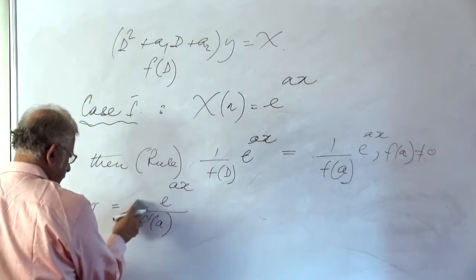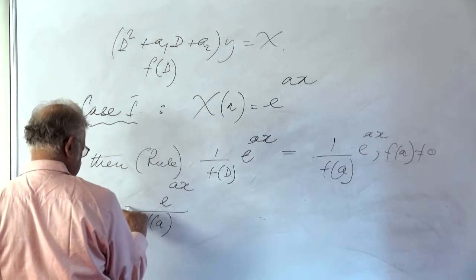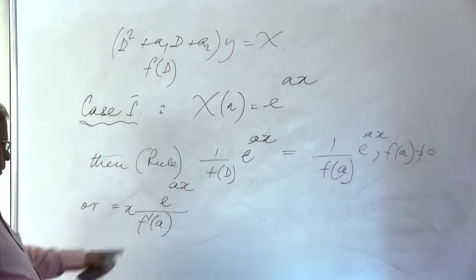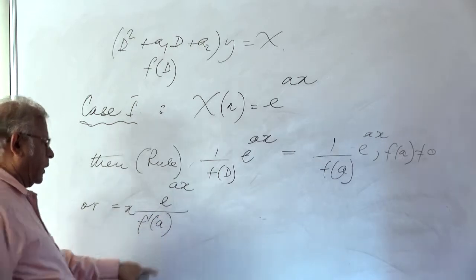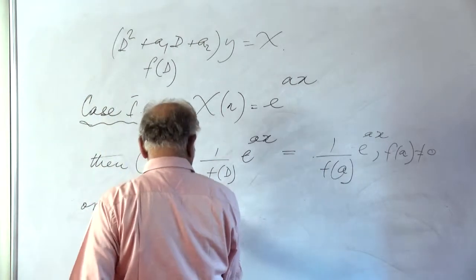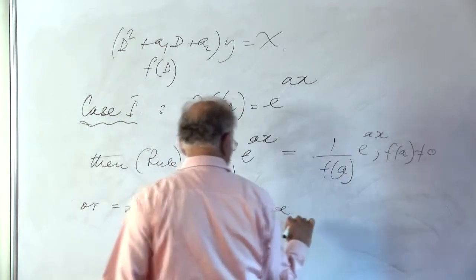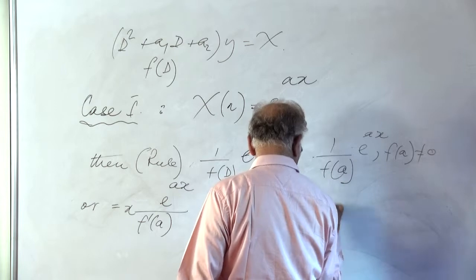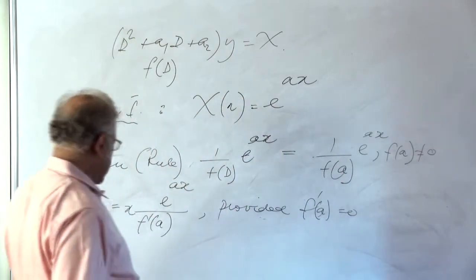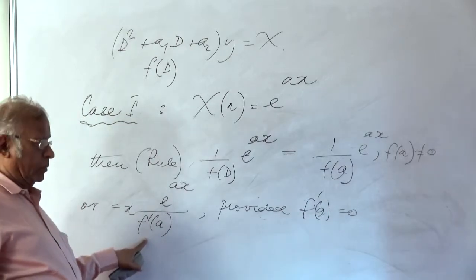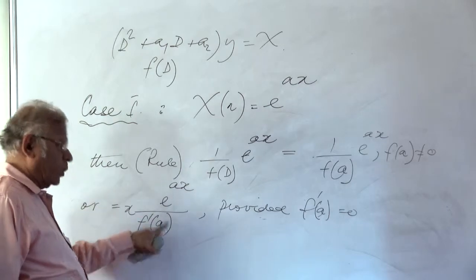We'll put the x a little outside, like this: x e to the power of ax divided by f dash a, again provided f dash a is not equal to 0. In other words, this does not vanish. The question is, what happens if this does not vanish?